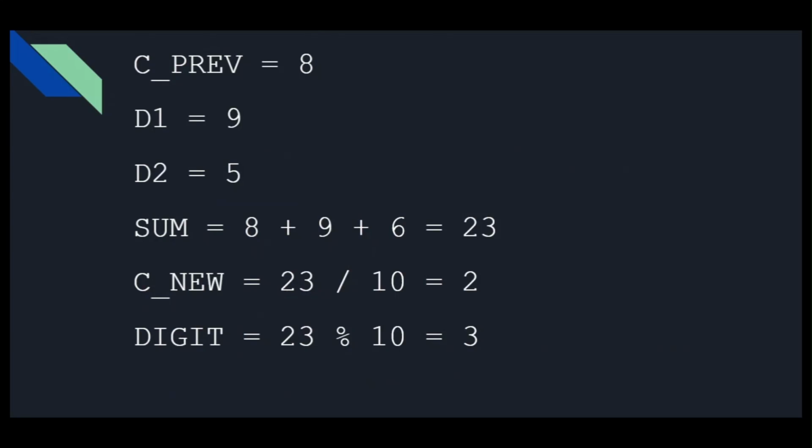For example, the previous carry is 8, first digit is 9 and second digit is 5. So the sum will be 23, and if we divide 23 by 10 we will get 2, which will be the new carry, and if we take the remainder of 23 by 10, then we will get 3, which will be the digit which we need to keep. So that's all for this problem.